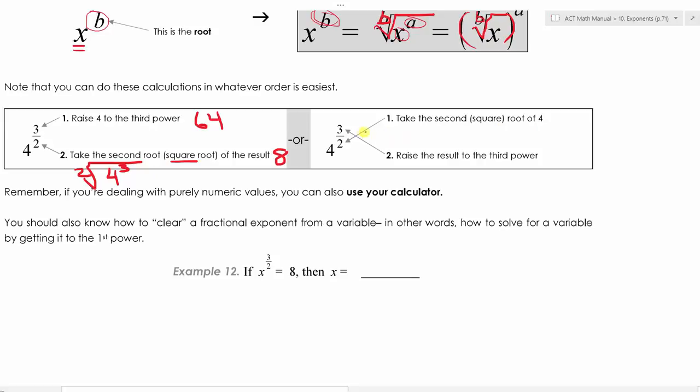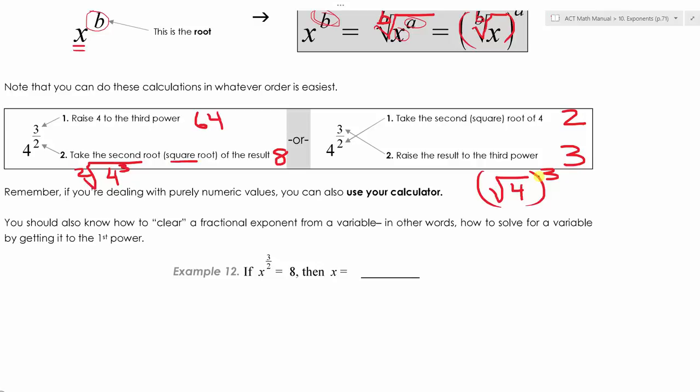Or we could do the reverse order. We'll get the same answer, but we could do the reverse order. We can take the square root of 4, which would be 2, and we can raise that to the 3rd power. What that would look like is this. So again, this is an opportunity for you to do things in whatever order you want.